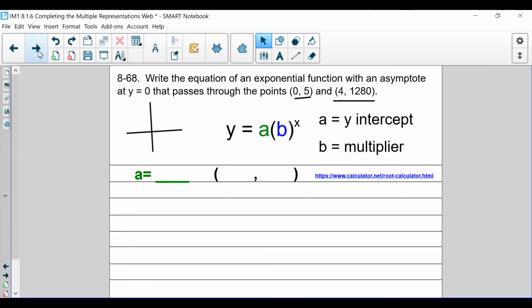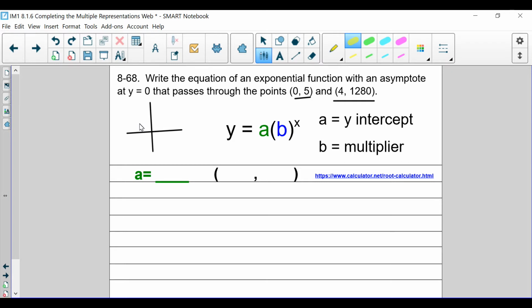Here we go. So first of all, let's go over a couple of vocabulary words. We know that exponential equations are y is equal to a times b to the x power, where a represents the y-intercept and b represents the multiplier. Now it says write the equation of an exponential function with an asymptote of y is equal to 0. And I know what you're thinking. What's an asymptote? An asymptote is a fancy way of saying it's never going to cross that.